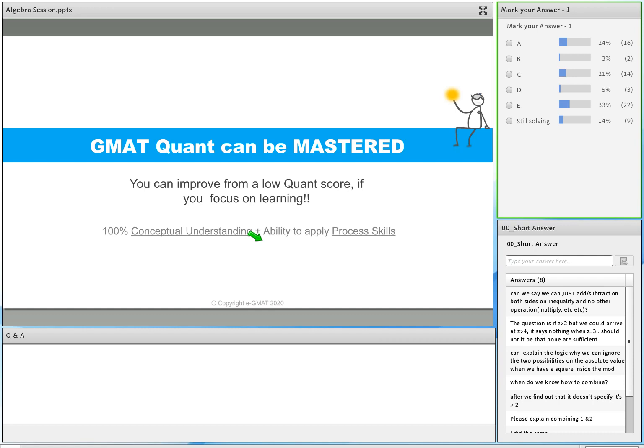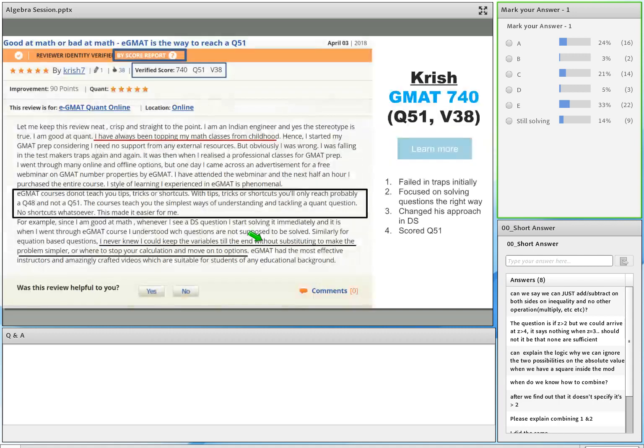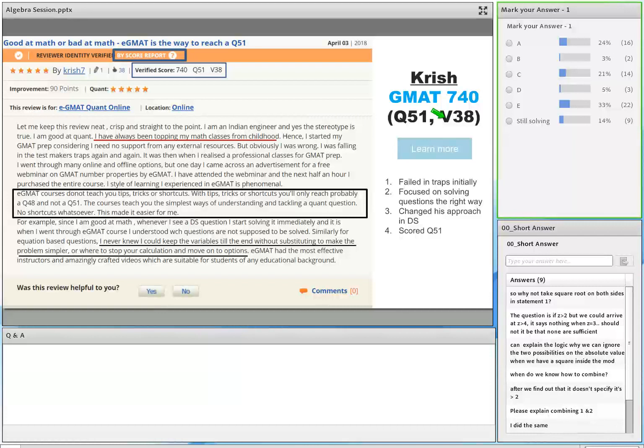GMAT Quant can be mastered, as I showed you today here. If you only focus on the right concepts, the right methods, it can be mastered. Here are so many success stories. Krish is at a 740, he's Q51 V38. Now he used to fail and fall into these traps all the time. That is what is happening to you guys today.